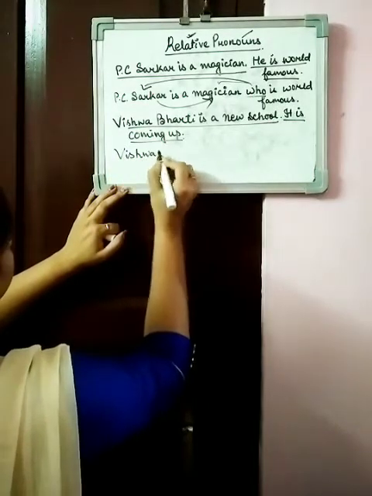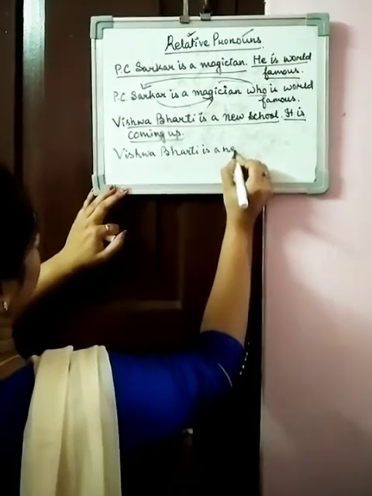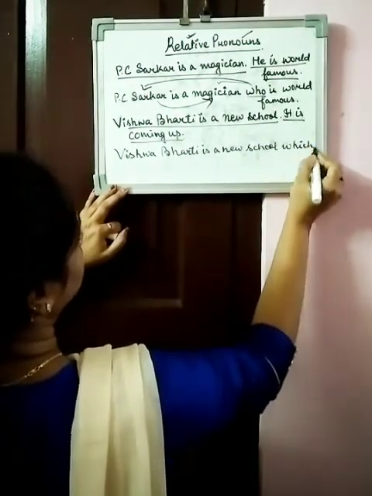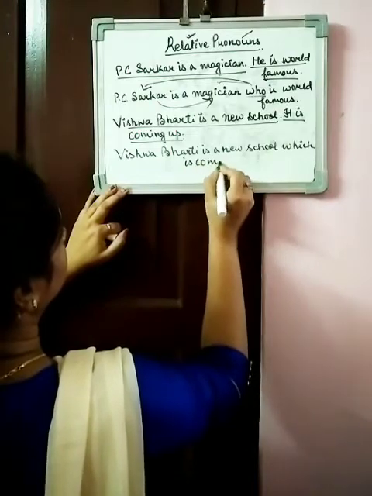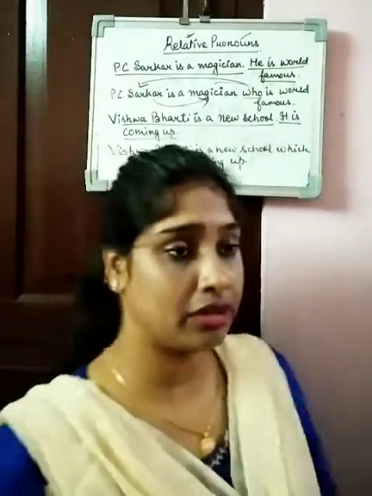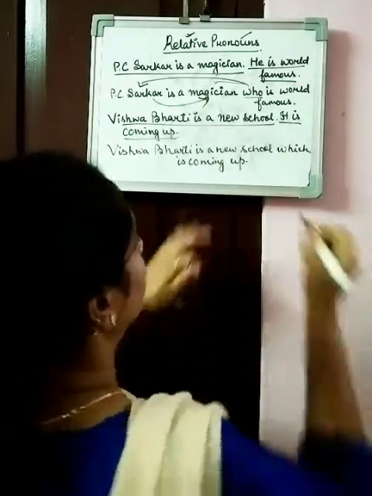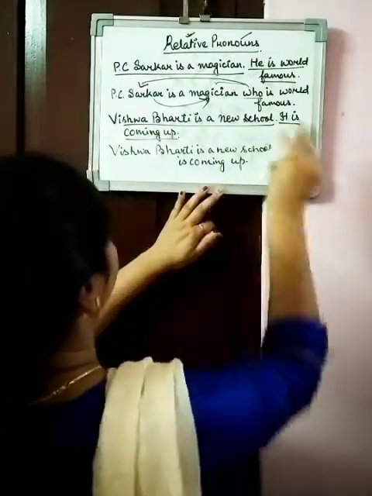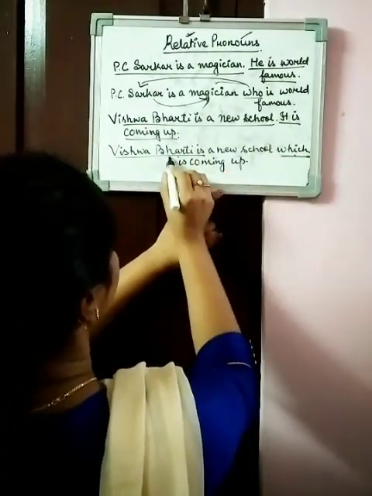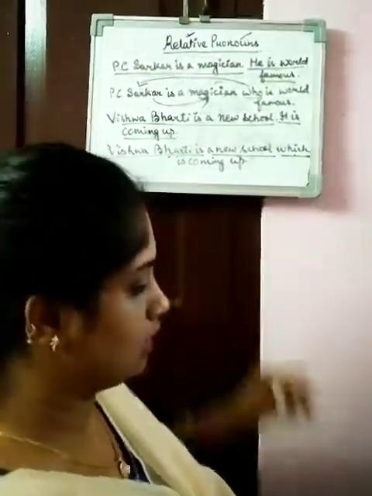Vishwa Bharati is a new school which is coming up. Now what is the relative pronoun that we have used here? That is which. With the help of this relative pronoun, we have added up the two sentences. Now, which is referring to what? This school, Vishwa Bharati school. And what is that? It's a new school. Okay, this is the thing.